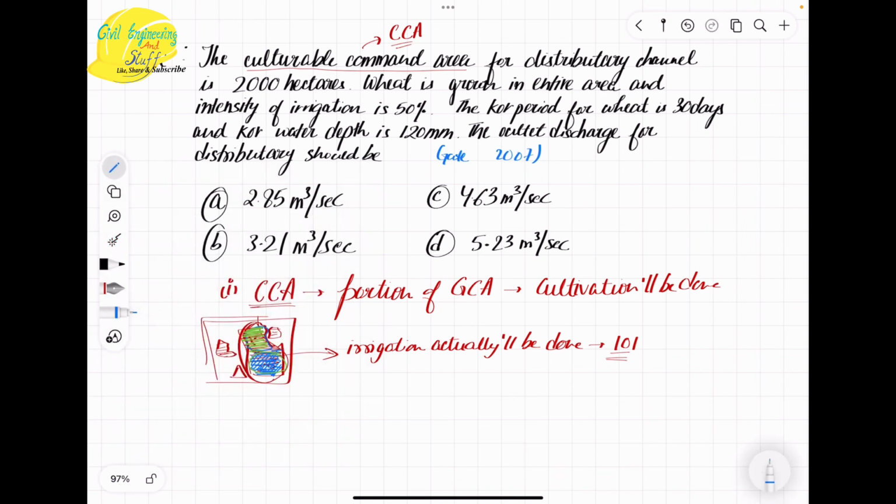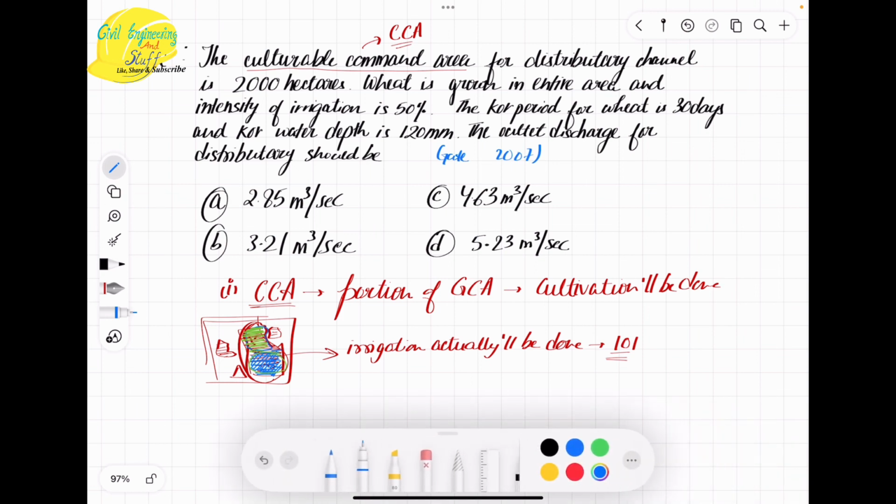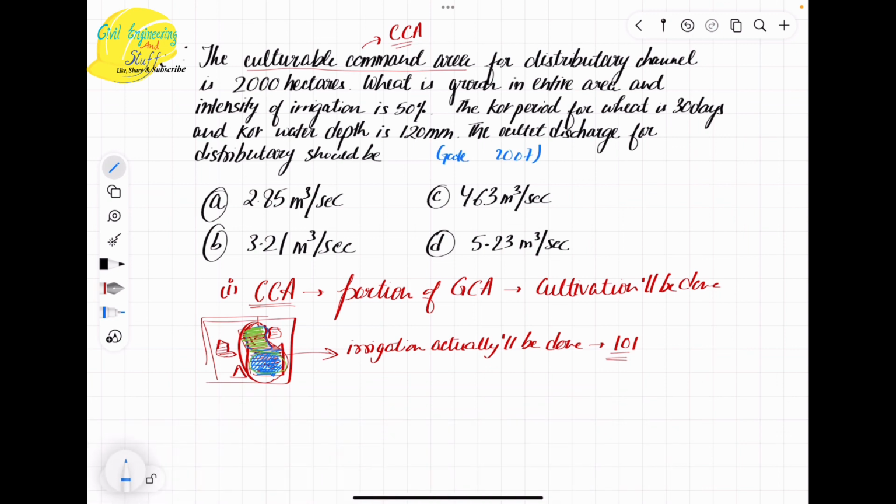Okay, let's move to the question. The question is that the cultivable command area is 2000 hectares. Intensity of irrigation is 50%. All right. So I hope now you can appreciate what the question means.